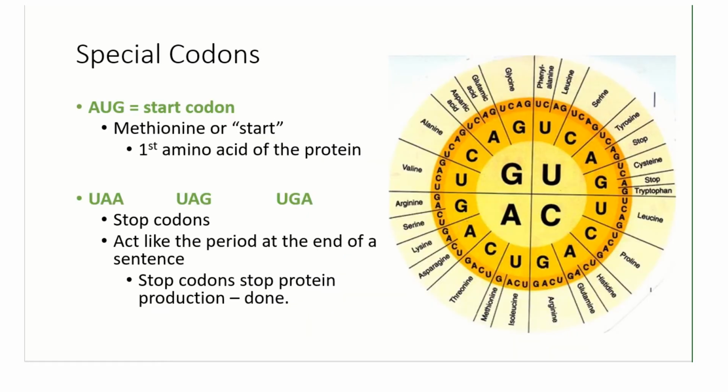Cool. And there are special codons. There's a start codon, which is AUG, which is methionine, and it's the first amino acid of the protein. UAA, UAG, and UGA are all stop codons, so they will actually act like a period at the end of a sentence. The stop codons will stop protein production, so it's done.